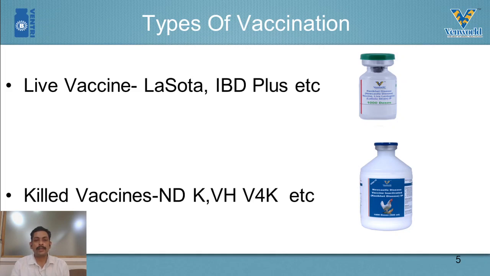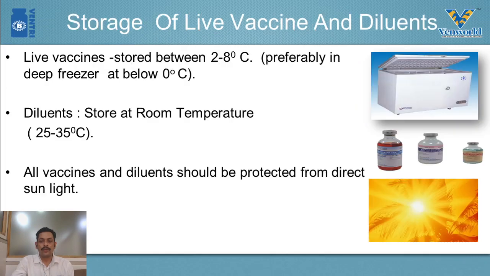They are in viable, non-attenuated form, stored in deep freezers, and in lyophilized form. Then there are killed vaccines. The killed vaccines are in inactivated, non-viable form. The examples are ND killed and VHV4K.